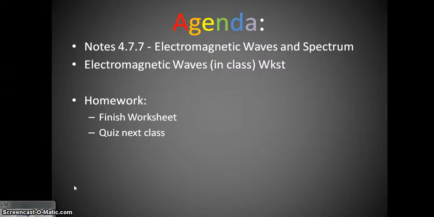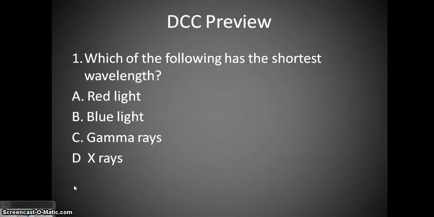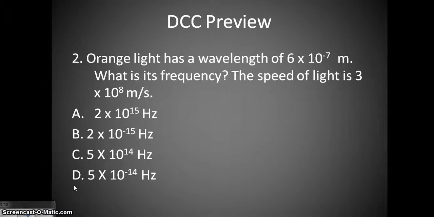So we're not going to do the daily concept check today, but I still want you guys to see the questions because you may see these on your quiz next class. Which of the following has the shortest wavelength? Red light, blue light, gamma rays, or X-rays? Number 2, orange light has a wavelength of 6 times 10 to the negative 7 meters. What is its frequency? The speed of light is 3 times 10 to the 8th meters per second. And you should already be able to answer that.